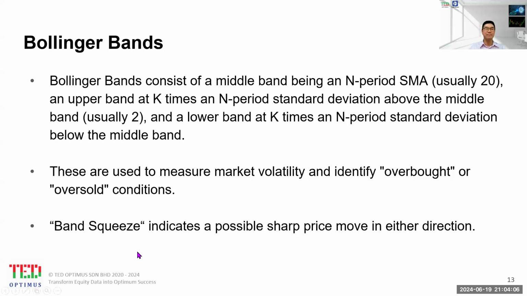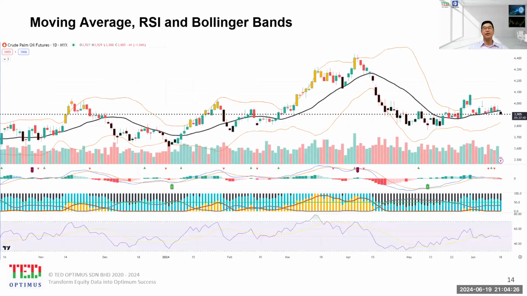Of course, there is another concept called band squeeze. That means the Bollinger Band squeezes narrower, and there's a possible sharp price movement in either direction. Meaning after a band squeeze, the price can go sharply up or sharply down, but we don't know yet. So very quickly, I will show you this chart before we move to the real chart.